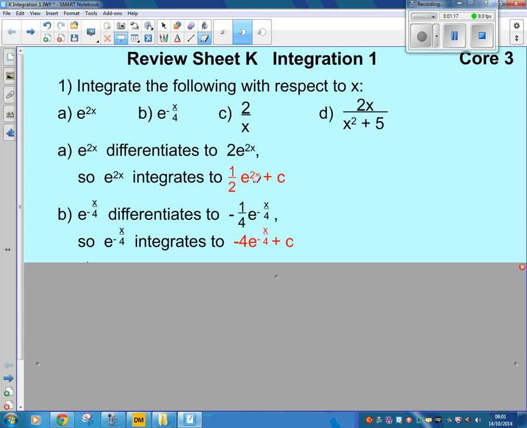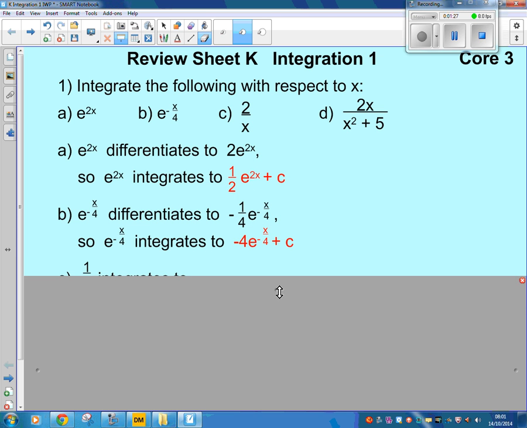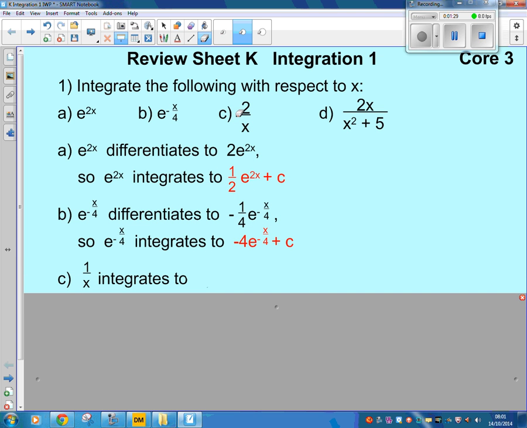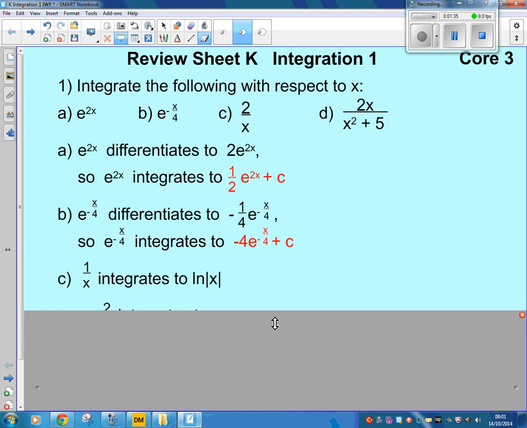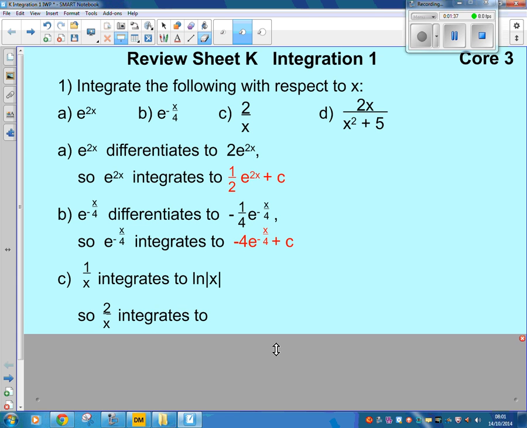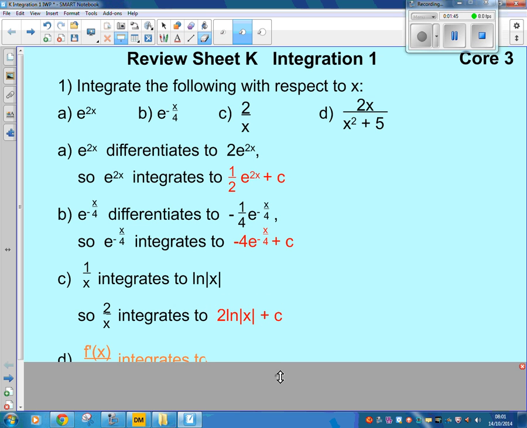When you differentiate here, you get 2 times the half, it cancels out. Differentiate here, you're going to get minus a quarter times the minus 4 cancelling out, and the e bit staying the same. Now, for 2 over x, compare 1 over x. You know 1 over x integrates to ln of mod x. Therefore, 2 over x is going to integrate to twice as much. It's 2 lots of 1 over x. So it will be 2 lots of ln of mod x plus your c.